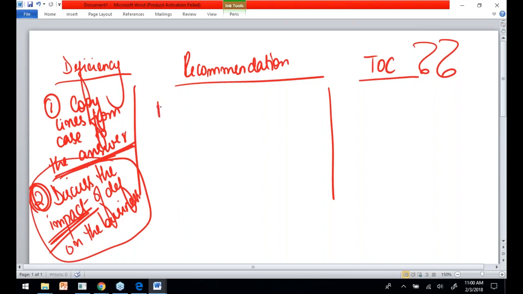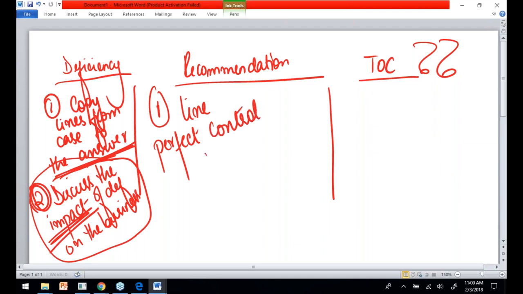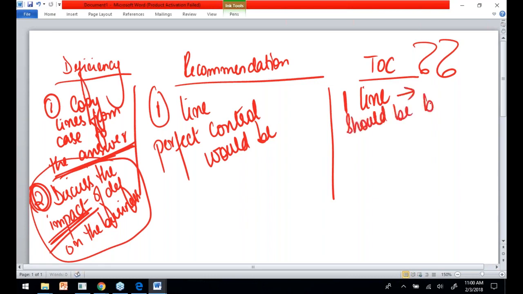Now, your recommendation should be 1 line to tell what a perfect control would be. Now, your TOC should also be 1 line. This 1 line should be based on your recommendation.